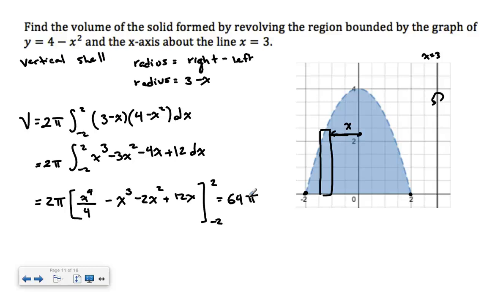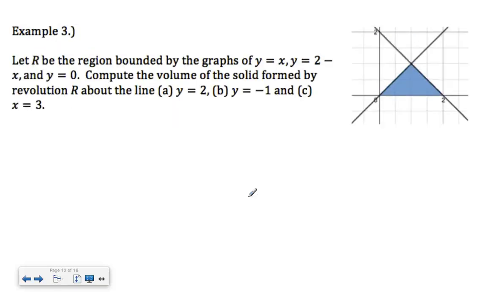So let's try a couple more examples. They're going to be a little bit more complicated. So example 3. Let R be the region bounded by the graphs of y equals x and y equals 2 minus x and y equals 0. So that's going to make that blue triangle in the center. Compute the volume of the solid formed by revolution of R about the line. For A, it'll be y equals 2. For B, it'll be y equals -1. And for C, it'll be x equals 3.